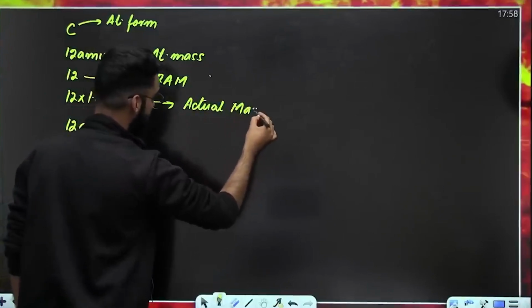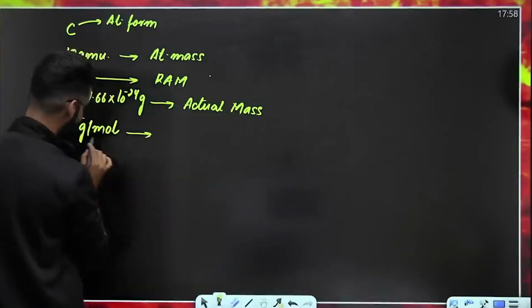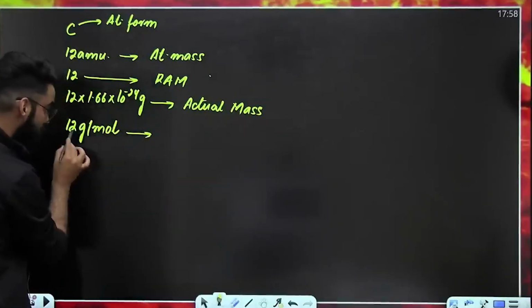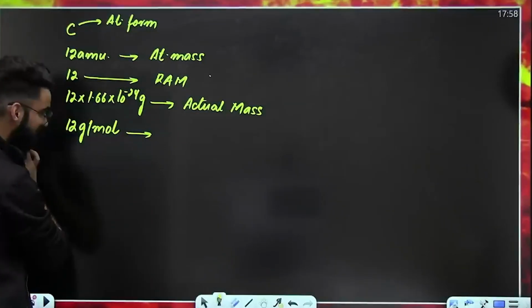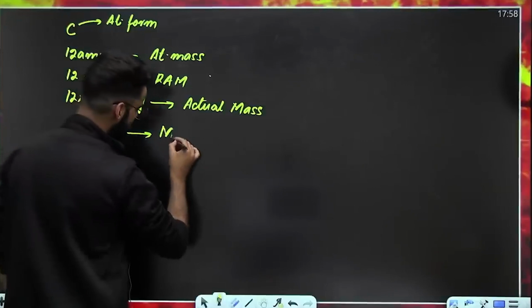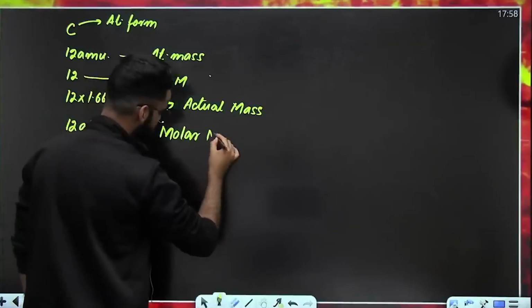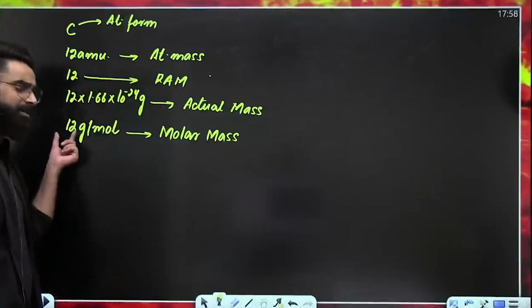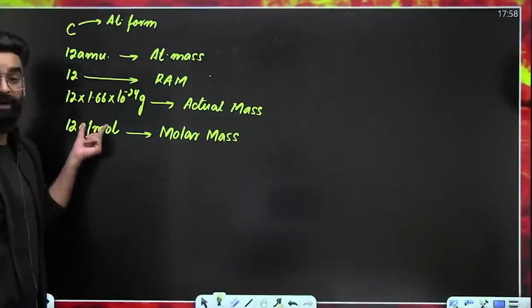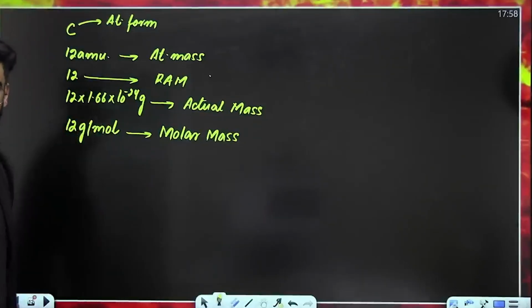And the last term over here, 12 grams per mole. That means the mass of 1 mole of carbon is 12 grams, right? This is something which you call as molar mass of carbon. This is something which is the mass of 1 mole of carbon, 12 grams, right?